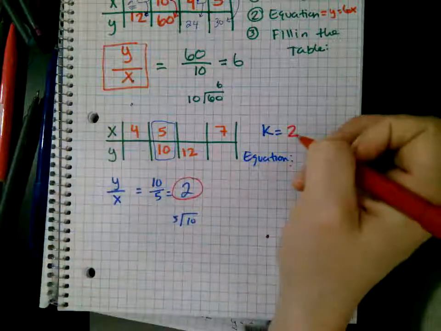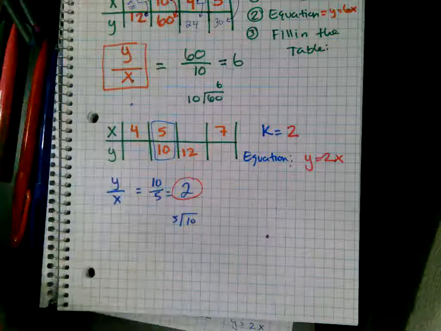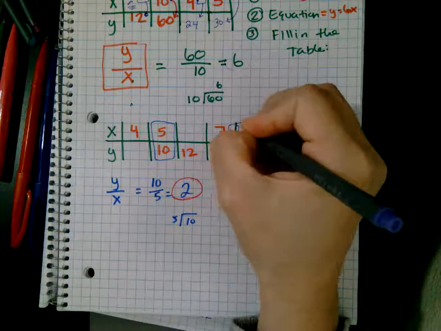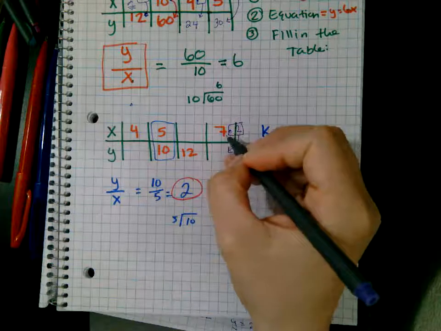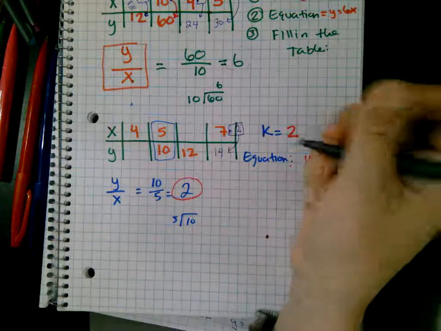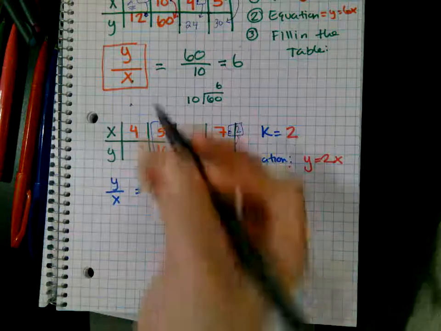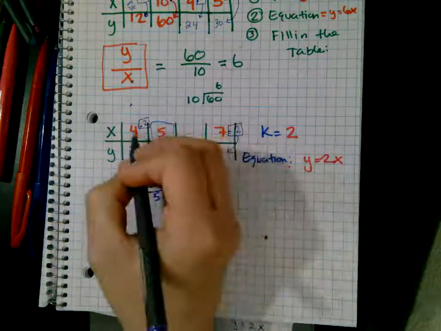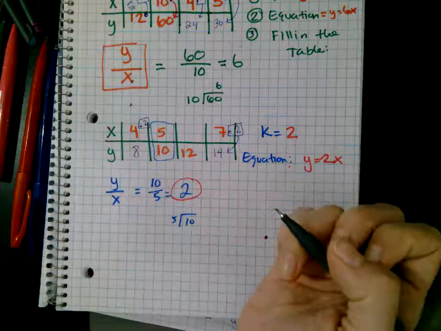So since our k is 2, that just means that the top numbers, I get to multiply by 2 to get my bottom number. So 7 times 2 is 14. So I plug in 14 for my y. I'm going to go to the front over here now. 4 times 2, what is 4 times 2? 4 times 2 is 8. So we're going to fill in the bottom number with 8.